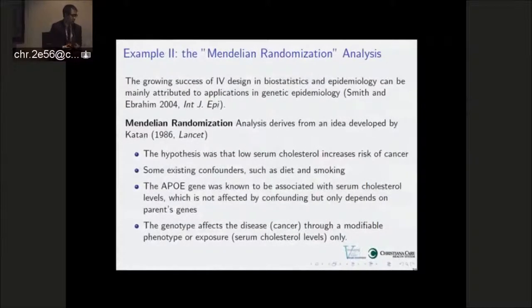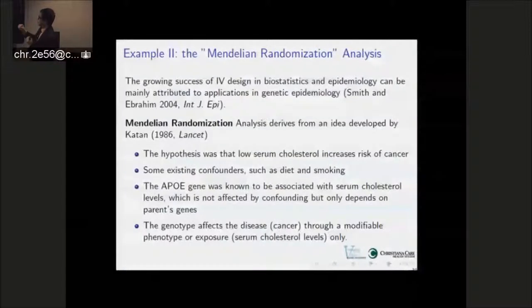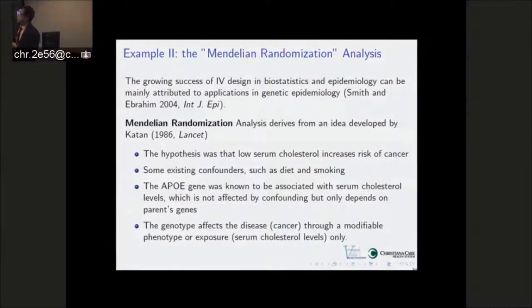Here, I would like to show you another example. This is also a very famous example called Mendelian randomization analysis. Smith and Abraham mentioned it. They said the growing success of IV design in biostatistics and epidemiology can be mainly attributed to applications in genetic epidemiology. He says this because they got some ideas from Mendelian randomization analysis. This analysis was originally derived from the idea by Katan in his 1986 paper in Lancet.